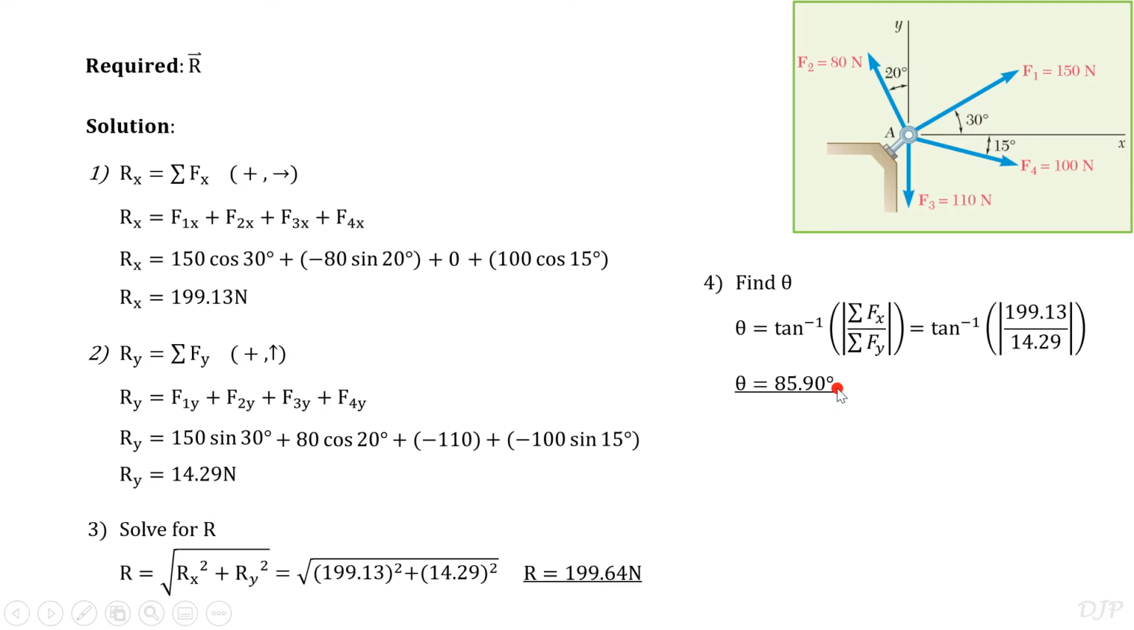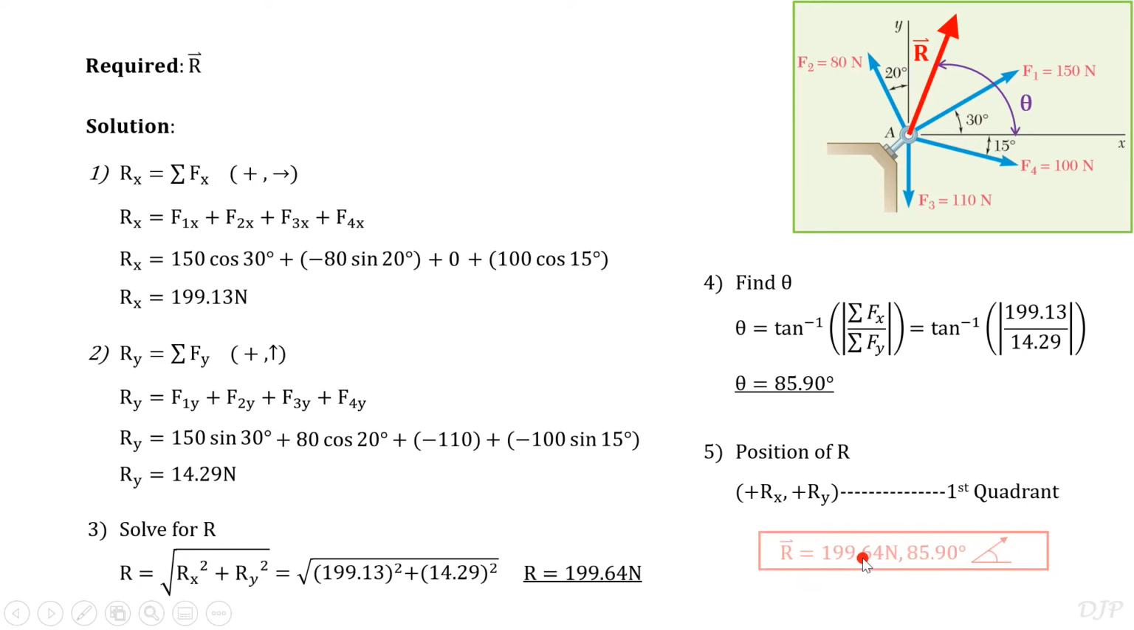To fully describe the direction of the resultant, we just need to look at the signs of its total components. Since both components are positive, the resultant is located in the first quadrant. In the given drawing, the resultant can be positioned in this manner, and the final answer can be expressed as 199.64 newtons, 85.90 degrees with respect to the positive x-axis.